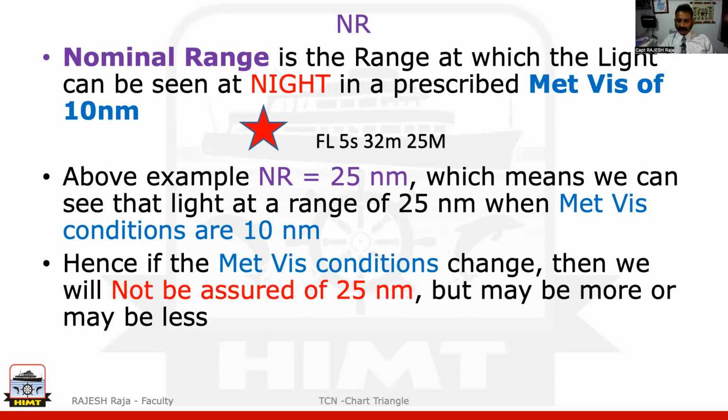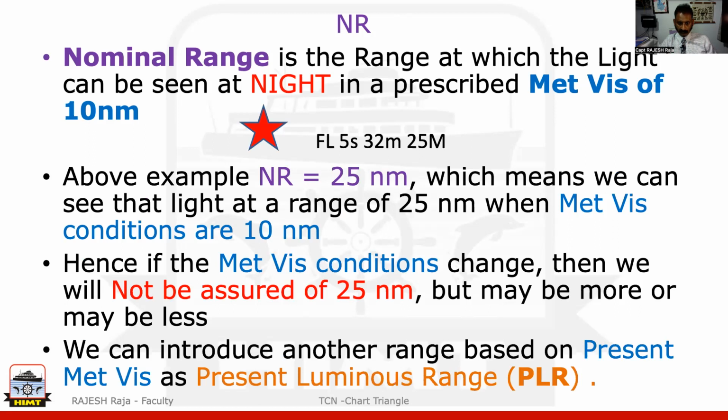But as we have already seen, met visibility conditions are never constant. So I cannot be assured of this 25 nautical miles if I don't have a met visibility of 10 nautical miles. It could be less, could be more. And this is where a new range comes into the picture. That range is called the present luminous range, PLR. It is also called a sighting range by a few, but I will call it PLR. Let us quickly look at how this PLR changes.